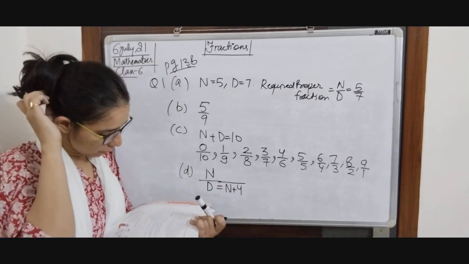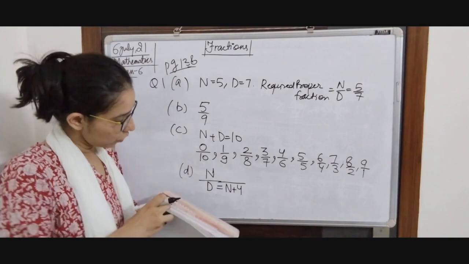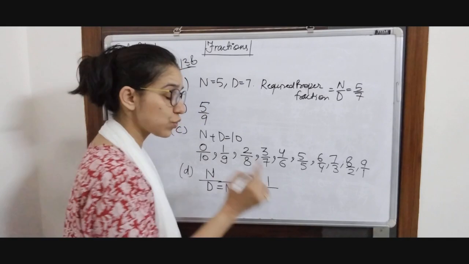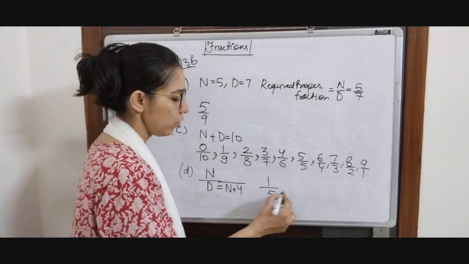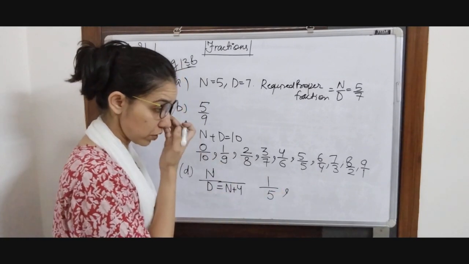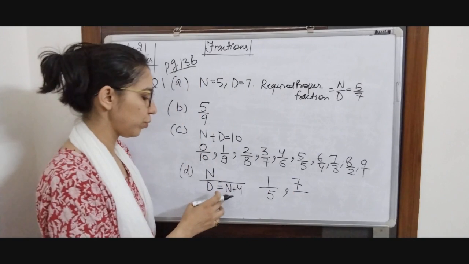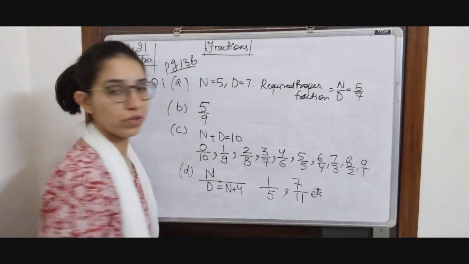You have to give a proper fraction, so we are going to make one only, okay. So suppose I am going to take n as 1. So your denominator is going to be 1 plus 4, that is 5. You can make another fraction also. Suppose you are going to take your n as 7. If n is 7, it is going to be 7 plus 4, which is going to be 11. So etc. You can make other fractions also.